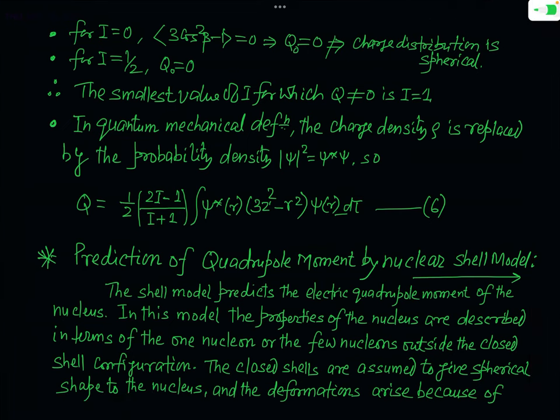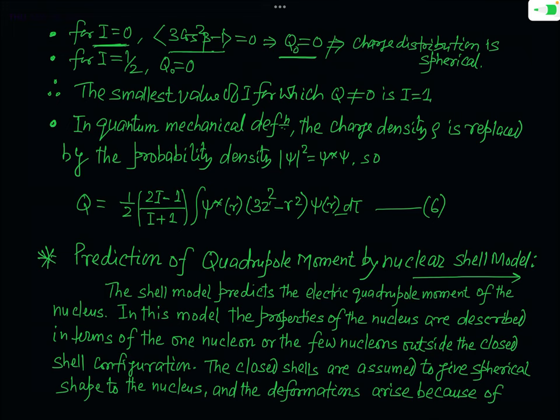Now see, if we consider that I is equal to 0, I = 0 means the mean value of 3 cos square beta minus 1 will be equal to 0. It means you are talking about a nucleus whose spin, that is total angular momentum, is 0. And you know, if the nucleus is of closed shells, all the shells of the nucleus are closed, then its total angular momentum is equal to 0, that is spin is equal to 0. So in that condition, you can see that this Q0 is equal to 0.